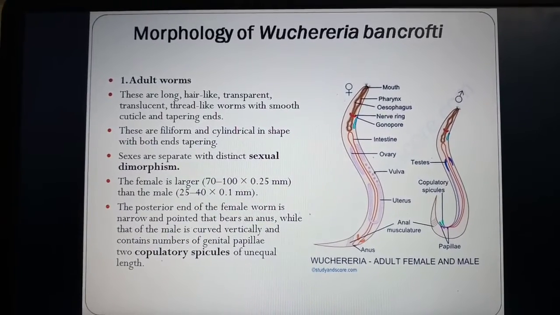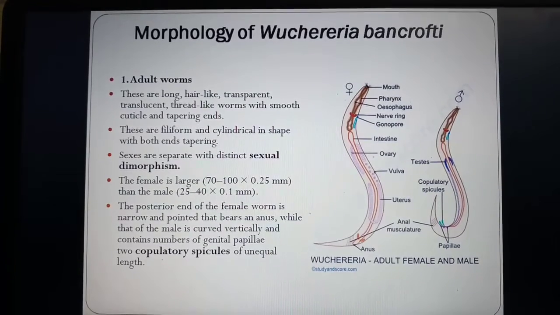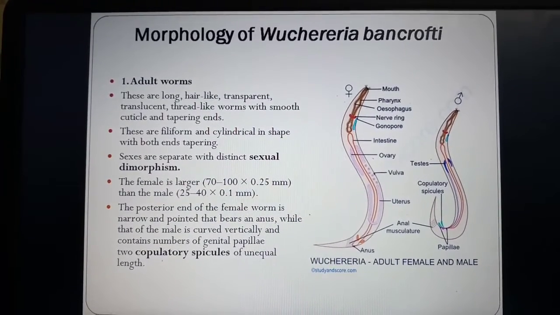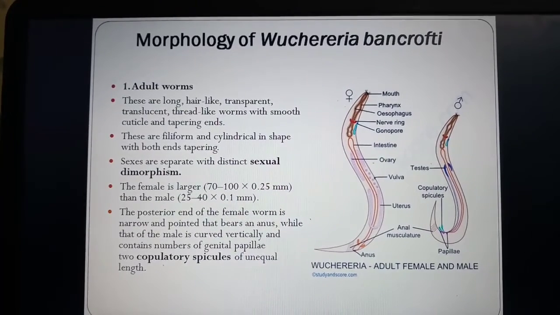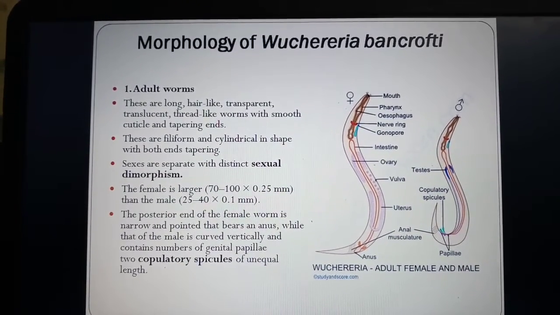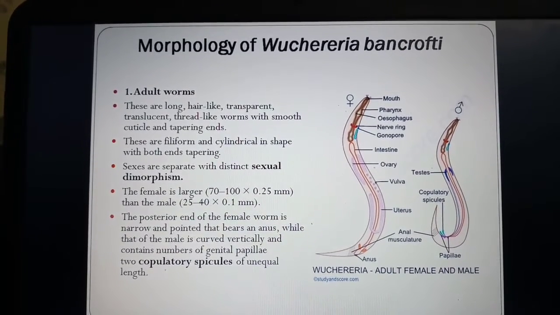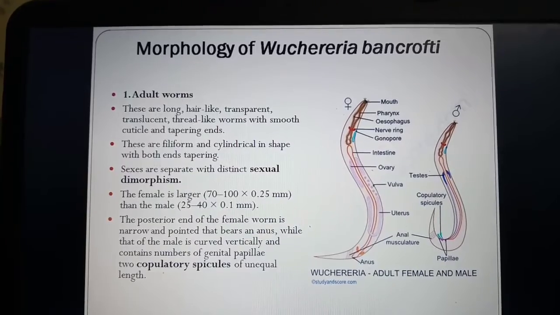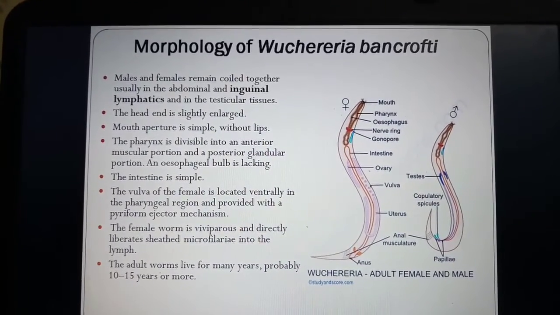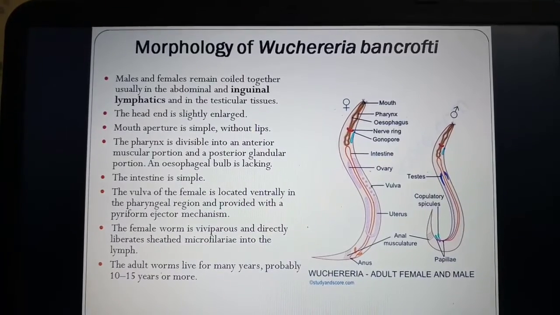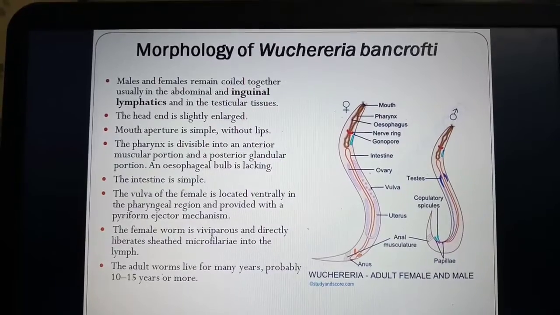The posterior end of the female worm is narrow and pointed and bears an anus, while that of the male is curved ventrally and contains a number of genital papillae and two copulatory spicules of unequal length. With this special character, we can distinguish male and female Wuchereria worms. Males and females remain coiled together, usually in the abdominal and inguinal lymphatics and in the testicular tissues.